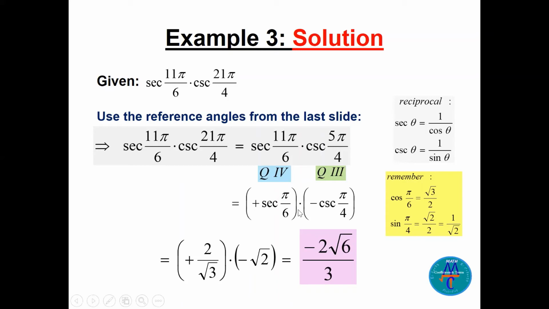Now secant pi over 6 is 1 over cosine pi over 6. And cosine pi over 6, I wrote it here for you, is square root of 3 over 2. So the reciprocal will be 2 over square root of 3. And then cosecant pi over 4, the reciprocal will be square root of 2. Remember the minus here because of quadrant 3. Multiply these two and rationalize. You will get minus 2 square root of 6 divided by 3.